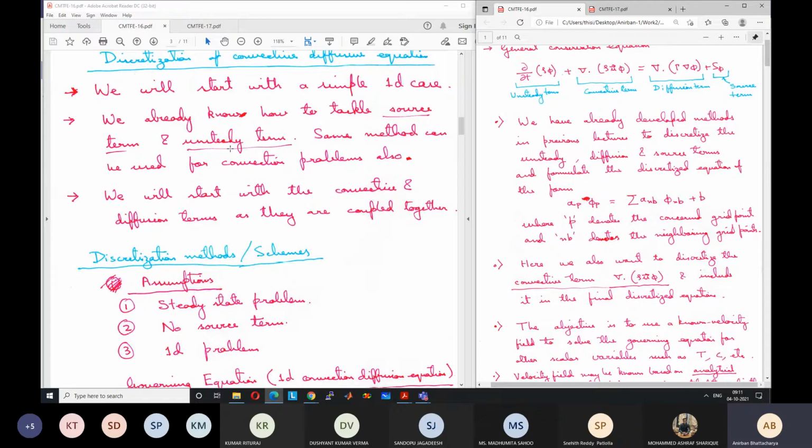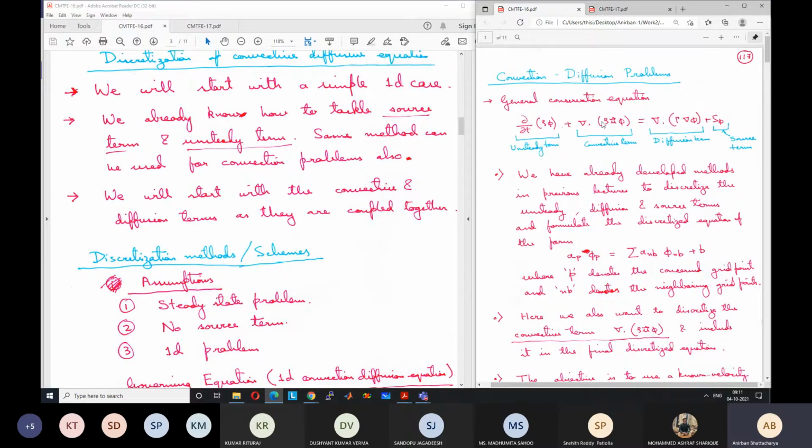We could have continued with these two also, but it would just lead to more terms and more complications, without which we can also manage to understand the same things. What do we want to understand? We want to understand how to incorporate the effect of the convective term into the discretized equation. So we will just start with the convective term and diffusive term.